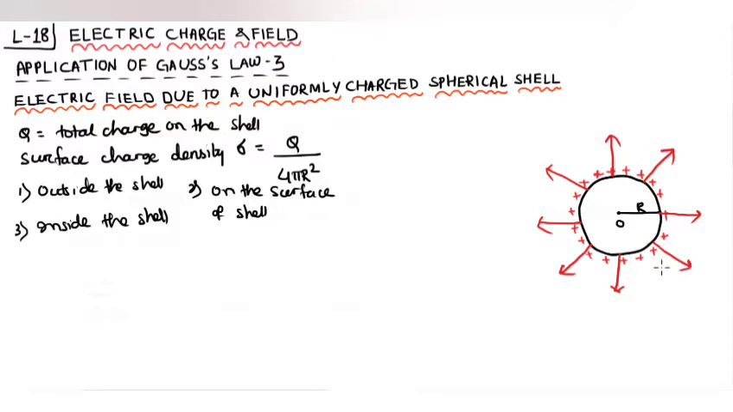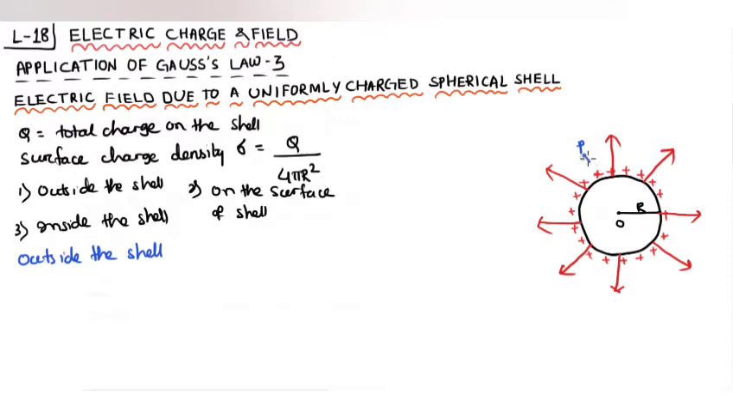Now I will do the first derivation. The first derivation is what? It is the electric field at a point outside the shell. So let me choose a point P somewhere here such that the point P is completely outside the shell, and suppose the distance of point P from the center O is small r.